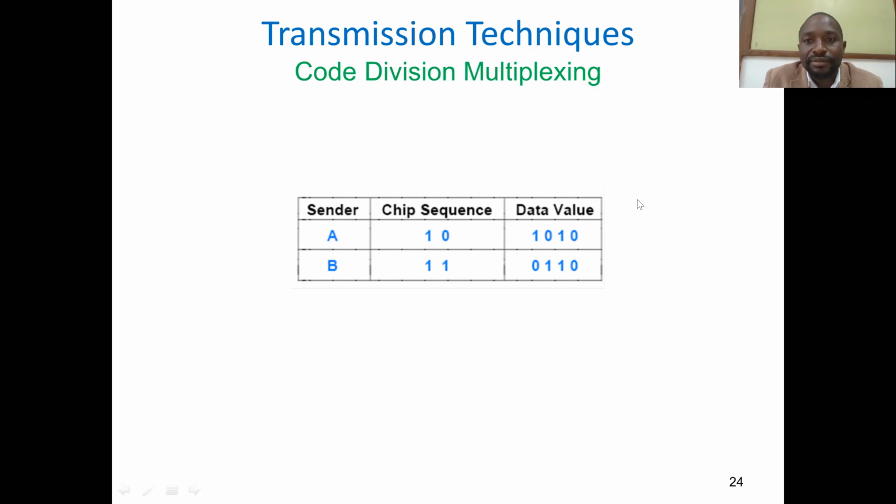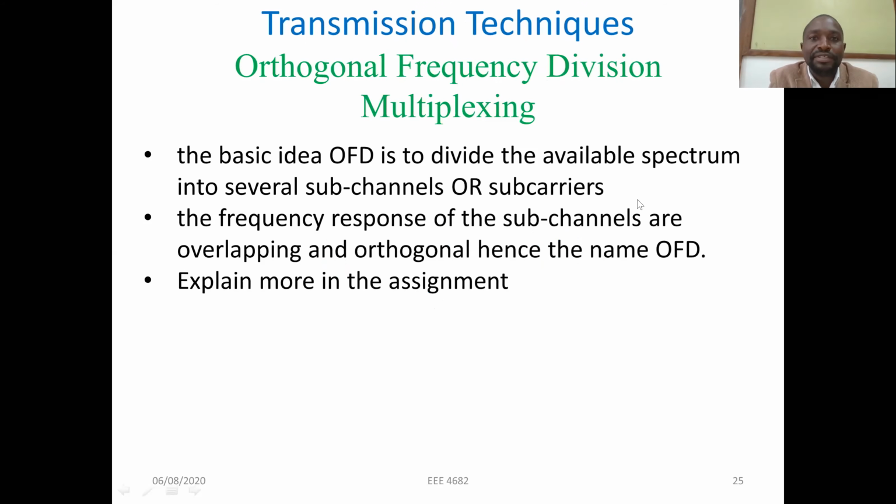The next one we'll consider is orthogonal frequency division multiplexing. Under OFDM, the basic idea is to divide the achievable spectrum. You divide a given frequency into several sub-channels or sub-frequencies. Each of these sub-frequencies will be overlapping and orthogonal in nature, and you are able to transmit without any interference because of the orthogonality and the overlapping principle employed in orthogonal frequency division multiplexing.